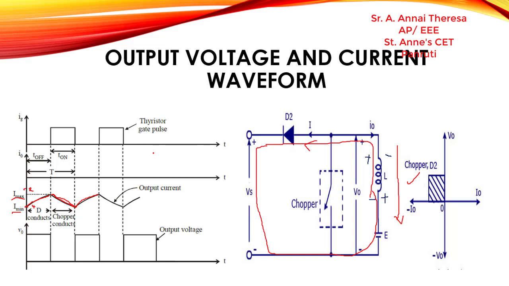If you see the application, this type B chopper can also be used in regenerative braking of DC motor. In this type B chopper, the power flows from load to the source, whereas in type A chopper, the power flows from source to the load. But here in this type B chopper, the power flows from load to the source. So that's all about the type B chopper.